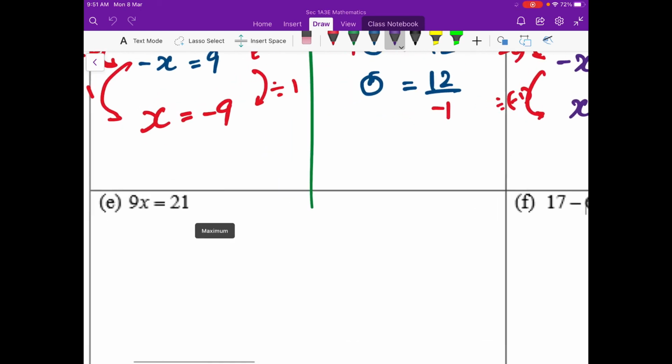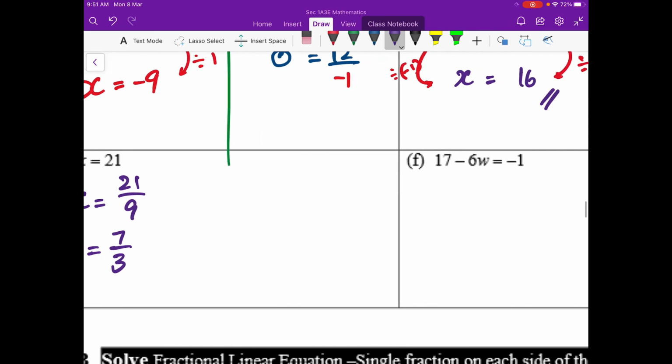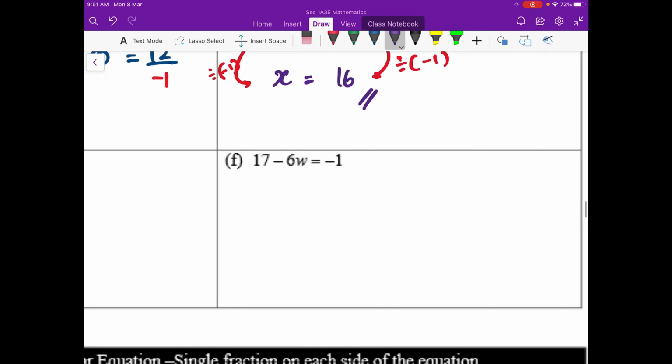Okay, part E now. 9x equals 21, wow, this is so simple. Okay, what is x? What is x? 21 over 9. And simplify, what do we have? 7 over 3. No need for a mixed fraction, you can leave it like this. Perfectly fine in secondary school. Next. Okay, part F. Try it yourself now.